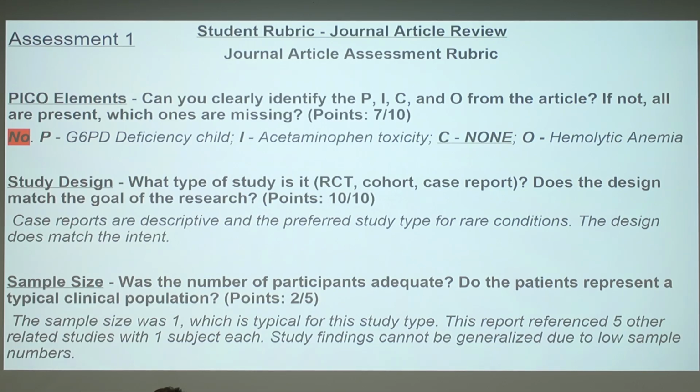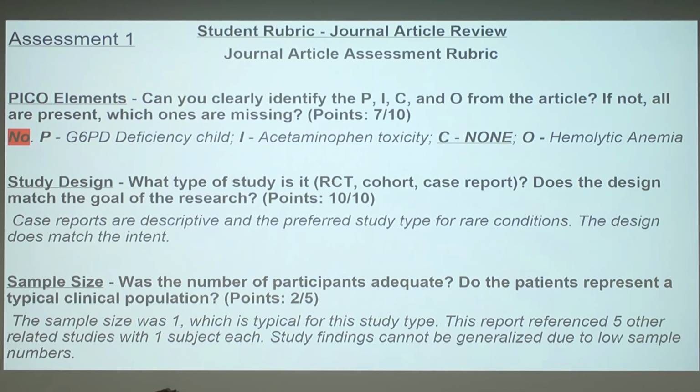Sample size, was it adequate? Does it represent a typical clinical population? Well, it was adequate for a case report because case report has typically an N of 1 because it is a unique condition. But of course, we can't generalize this to the population as a whole. This study did reference 5 other similar type studies. So I gave it a 2 out of 10 points, just because they mentioned other articles.